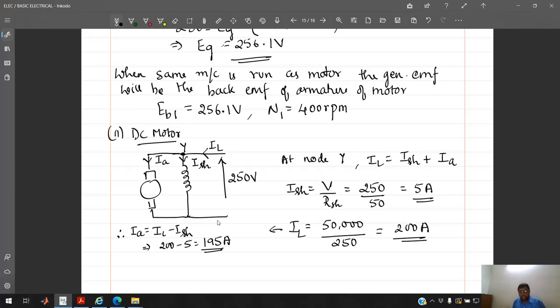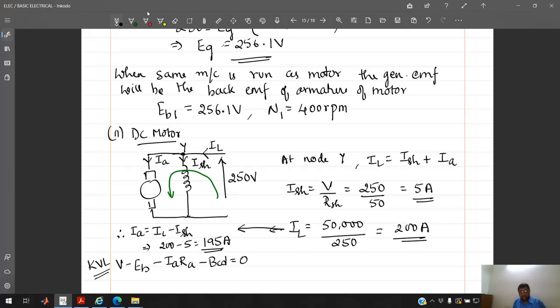Once you have calculated this, we need to apply KVL at the outer loop. If you apply KVL to the outer loop over here, you get the equation: V minus EB minus IA RA minus BCD is equal to 0, where BCD is the brush contact drop.